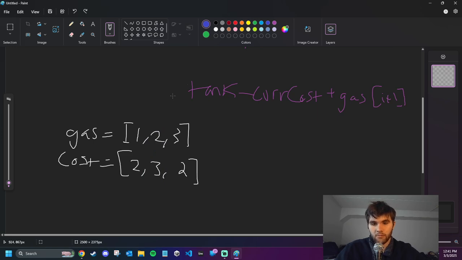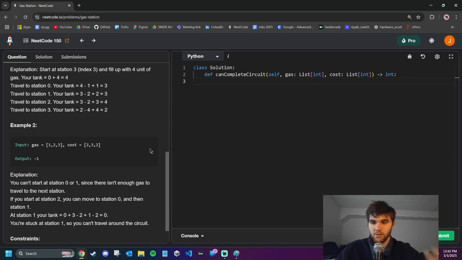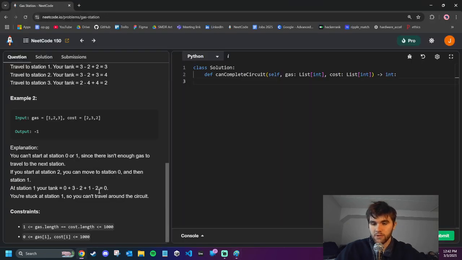Then we look at 3. So here our tank is 3, and then it costs 2, so then we move back here with a tank of 1. Refill 1, and then we get 2 minus 2. So our tank when we arrive here is 0. So then we fill up 2, and then our tank is 2 at this position, but it cost us 3. So we fail. Right, so we're stuck at station 1.